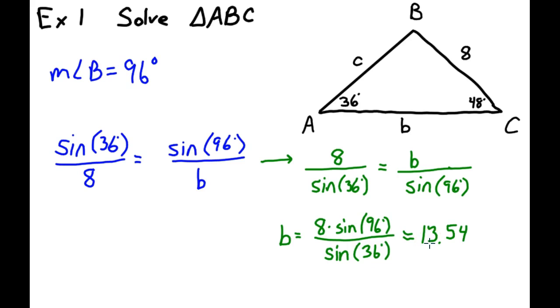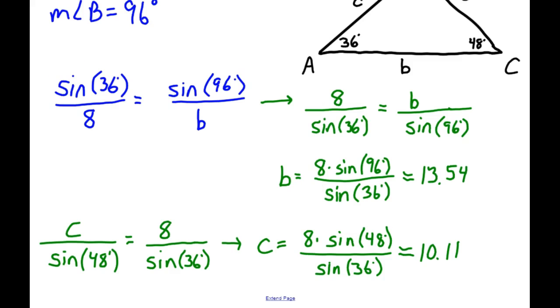Now we're going to use a similar process to find the length of side length C. We could set up C divided by the sine of 48 degrees, set that equal to 8 over the sine of 36 degrees. Then if we solve for C, we have to multiply both sides by the sine of 48 degrees. So we get C equals 8 times the sine of 48 degrees divided by the sine of 36 degrees, which is approximately 10.11 units long. So now we have the missing angle and the two missing side lengths.